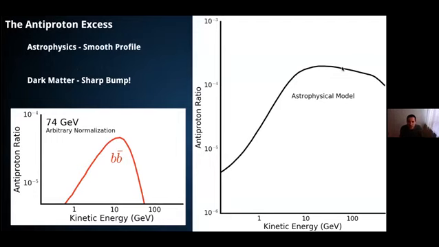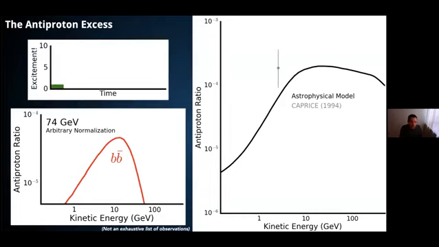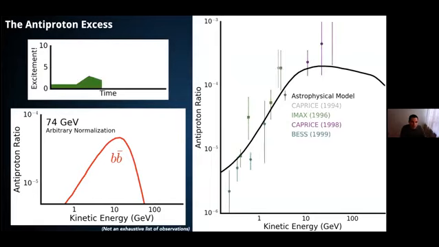The astrophysical model looks relatively smooth, something like this, with an antiproton ratio of about 10 to the minus 4. Early observations were not that exciting. The Caprice instrument found antiprotons for the first time and measured a flux and a ratio. And these observations continued to look a lot like the astrophysical model.